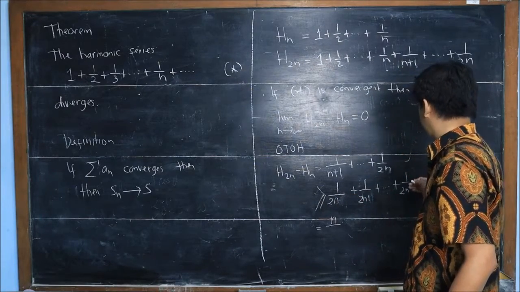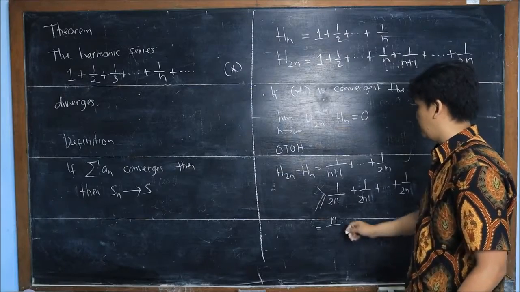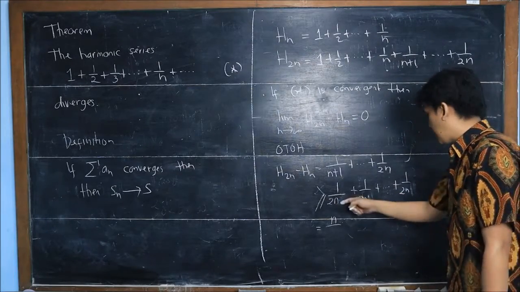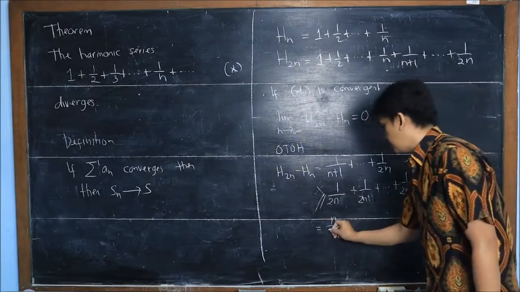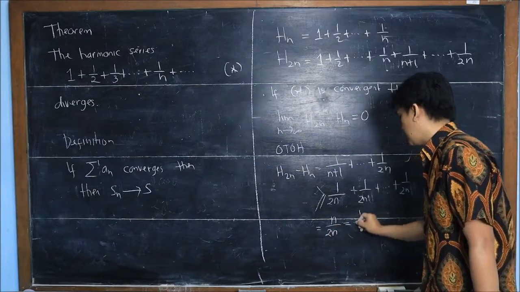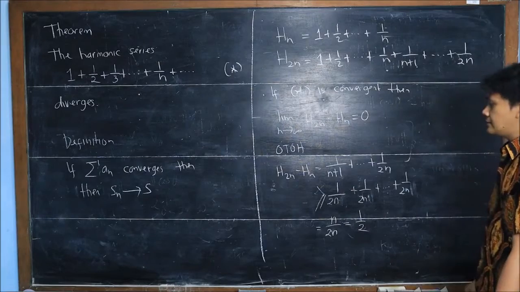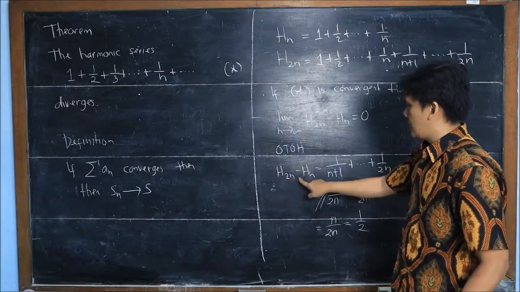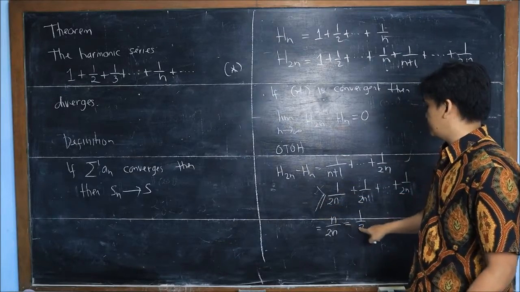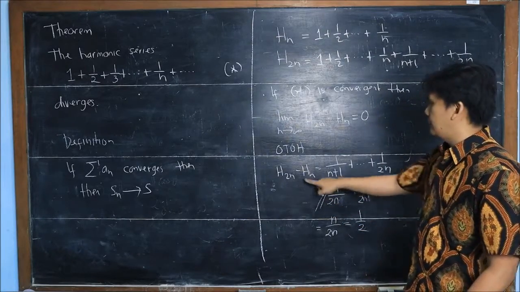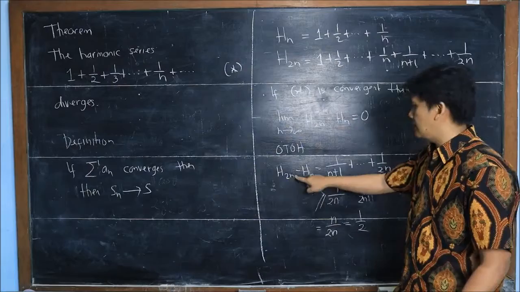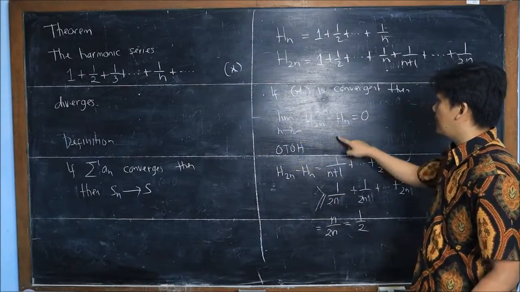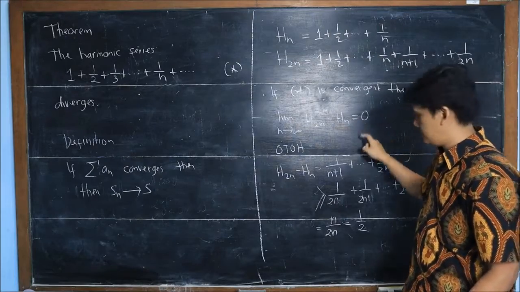Therefore, if we add all of them together, we have n of them, so n over 2n, which is equal to 1/2. And this is a contradiction, because if H2n minus Hn is greater than or equal to 1/2, and if that limit exists, then the limit of this must be greater than or equal to 1/2. Meanwhile, here the limit is equal to 0.